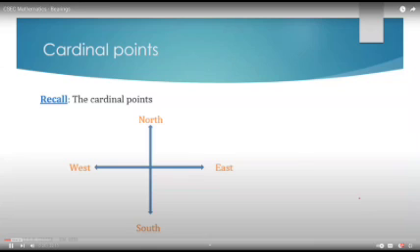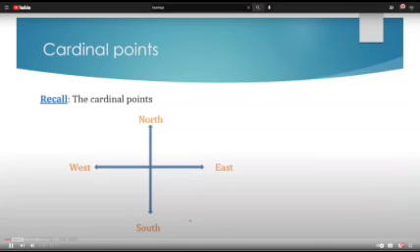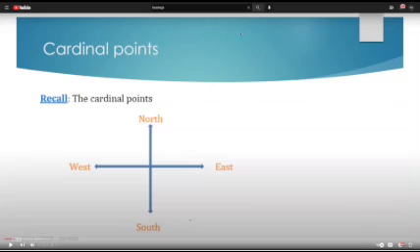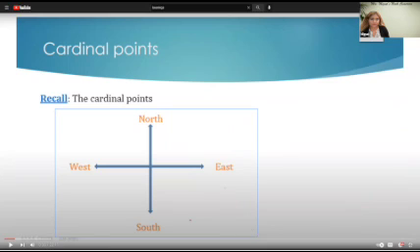So cardinal points show the four main directions as shown in the diagram. The four main cardinal points are north, south, east, and west. So I want you quickly to write cardinal points and draw north, south, east, and west in your book. We must know the cardinal points and the directions for us to do bearings.